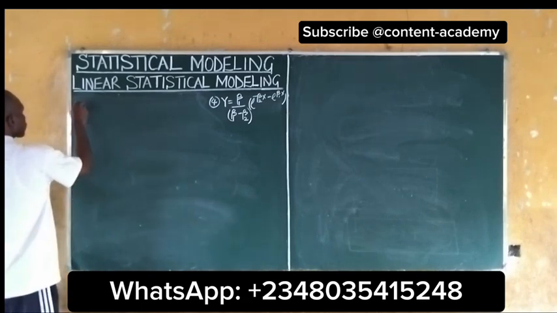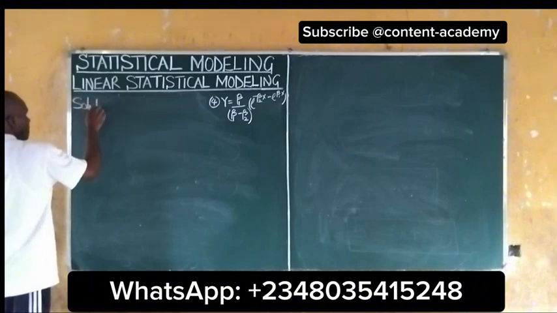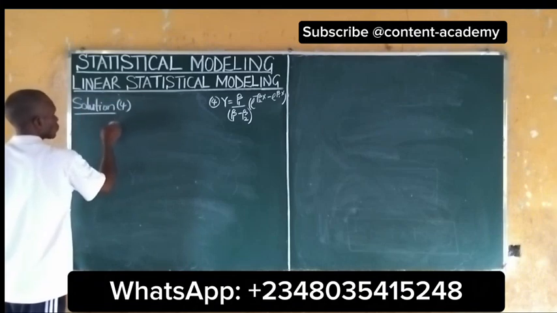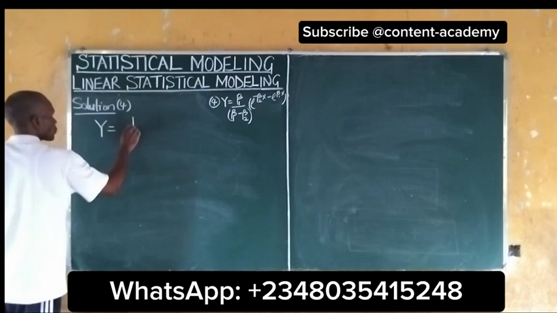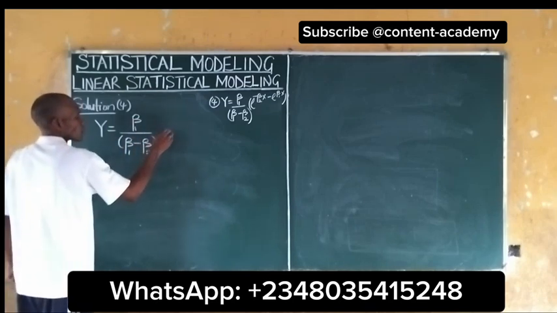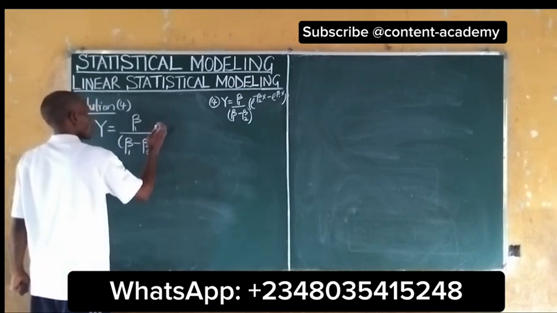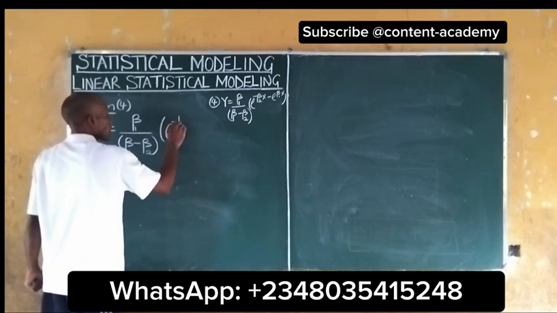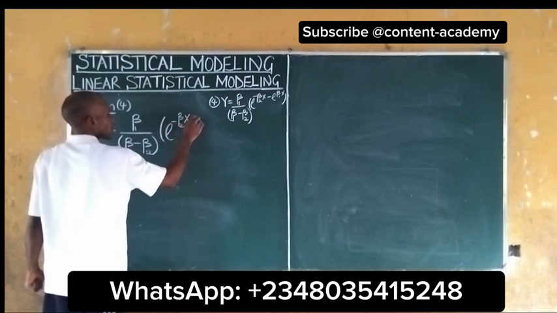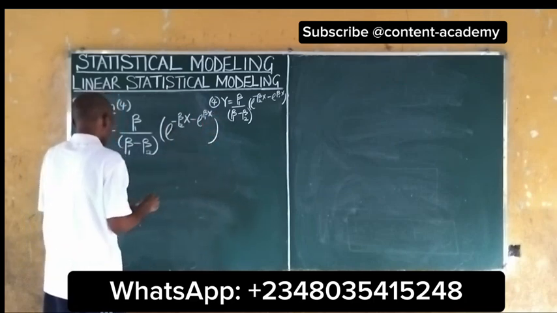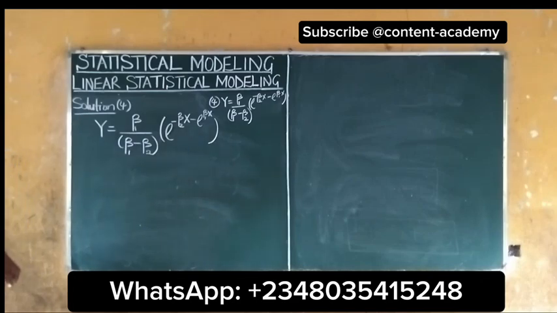So we have solution 4. We have y equal to b1 all over b1 minus b2, times exponential negative b2x minus exponential b1x. So we have to clean this other side of the board.